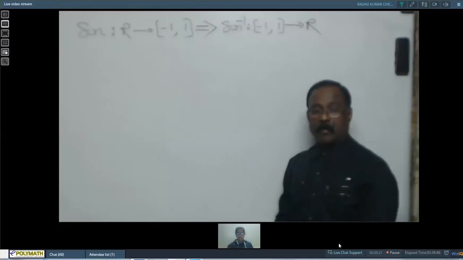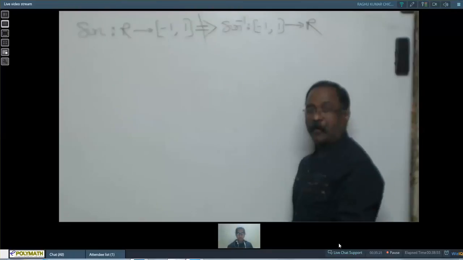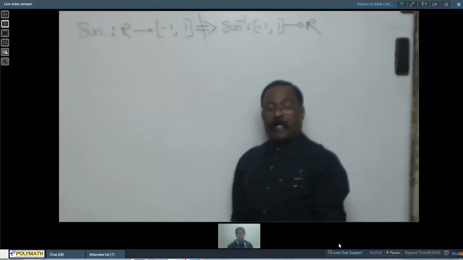Okay, but it does not imply that. Remember, this is a very important point you have to understand. Why does it not imply? Taken as it is, the sine function is not a bijection.